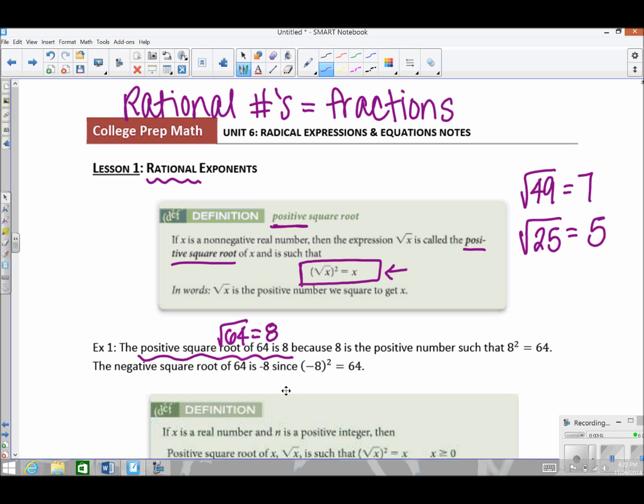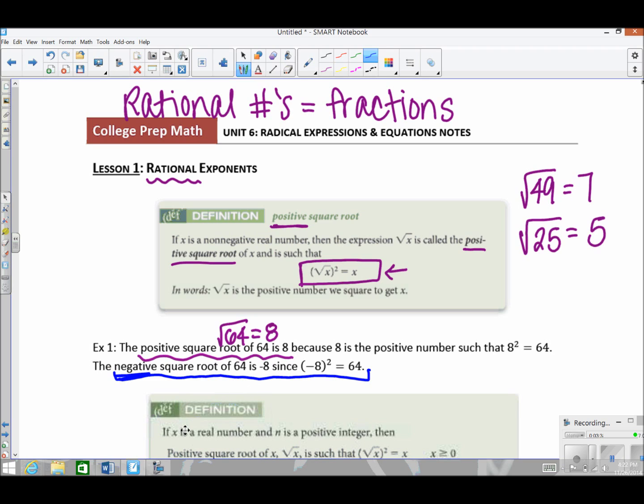The answer is 8. However, there's also something called the negative square root. Typically, this is not used, but it can happen. But it would have to specify. So if I wanted the negative square root of 64, I would have to ask for the negative square root of 64. I wouldn't write it using just the square root symbol. So the negative square root of 64 is asking you, well, what negative number do you multiply by itself to get 64? And the answer is negative 8.